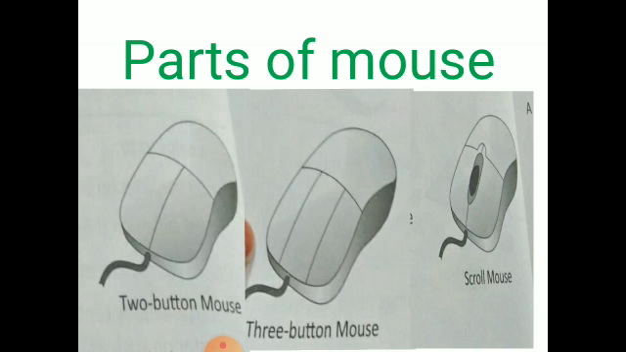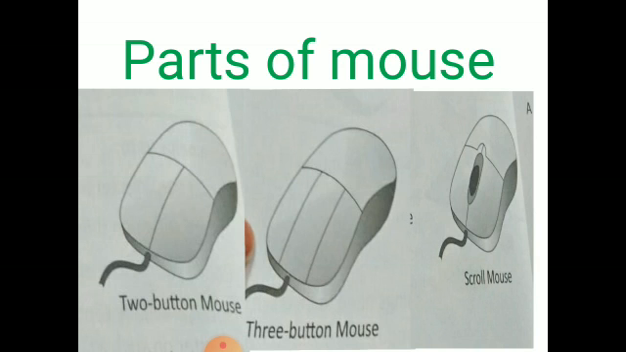And the third one is scroll mouse. It means in the middle of the mouse you can see the red dark circle. This is called scroll wheel. This wheel we can use to page up and down, left and right on the computer screen.